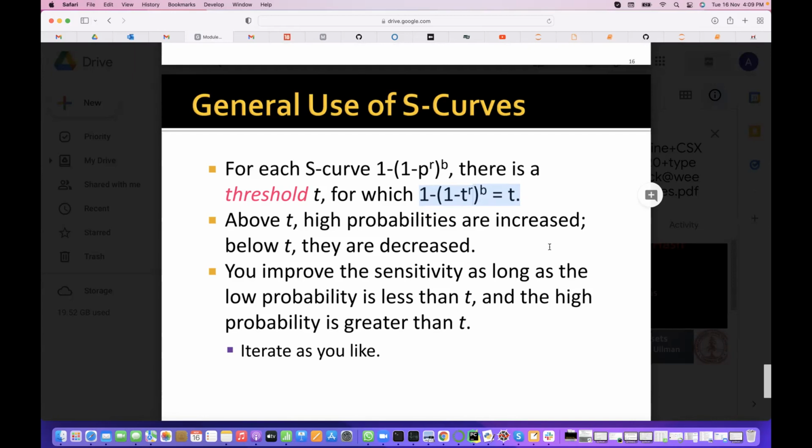So above T, high probabilities are increased. Below T, they are decreased. If you take a smaller T, then you'll get lower probability. That middle value, whatever you have, 3 different sections, how much you can ignore is important, or how much you are ready to probe. Because the first one you will accept anyway, the last one you will discard. What about the middle? If you increase T, then the middle region becomes smaller, but you will ignore more. If you decrease T, then you need to probe that middle section more. Improve the sensitivity as long as the low probability is less than T and the high probability is greater than T.